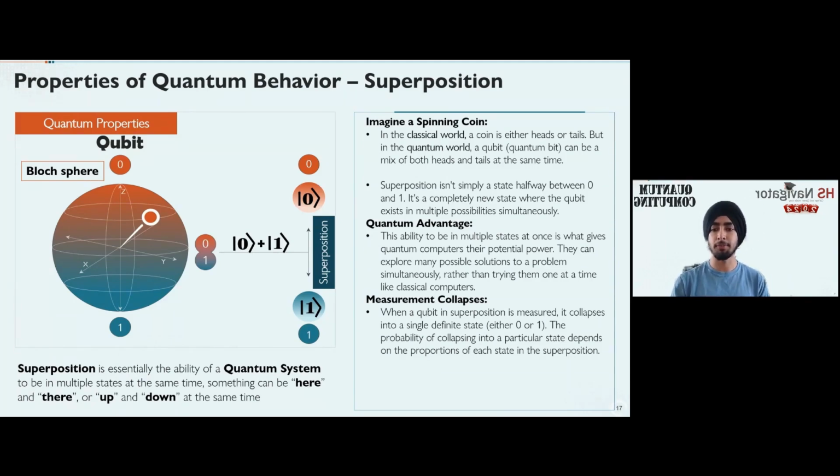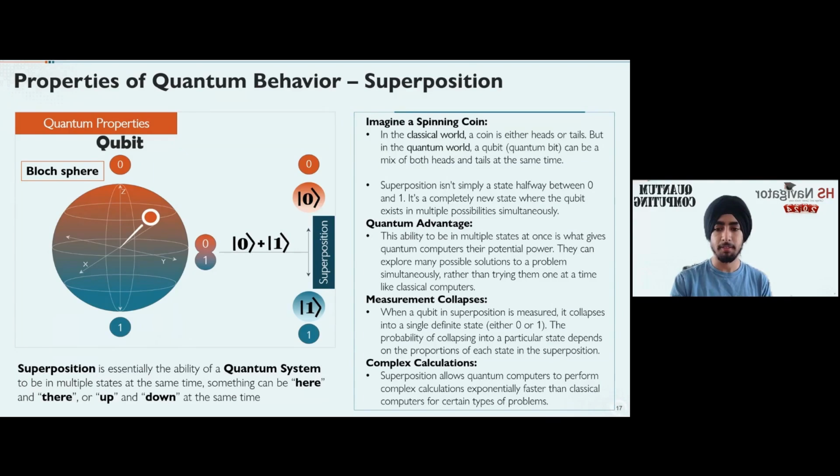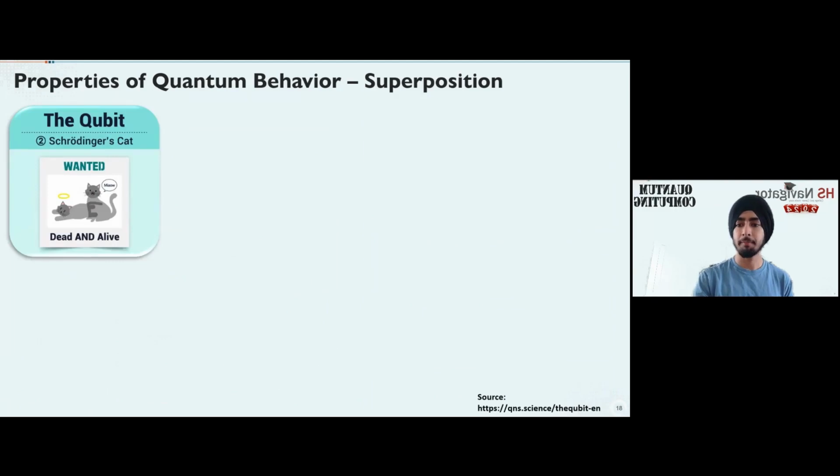That's a similar situation to the way that measurement collapse works. When you have these qubits that are both 0 and 1, and you measure them, once you go with the act of measuring them, they're definitively either 0 or 1, and they lose that superposition property. And this allows them to do complex calculations much faster than classical computers. The physics behind that is something you have to dive a lot deeper into the research for, but in general principle, this is what superposition means.